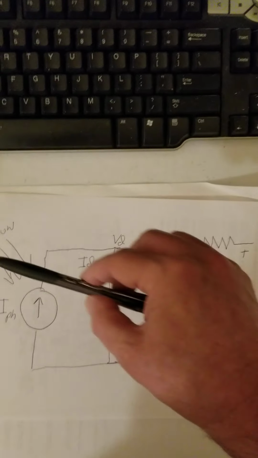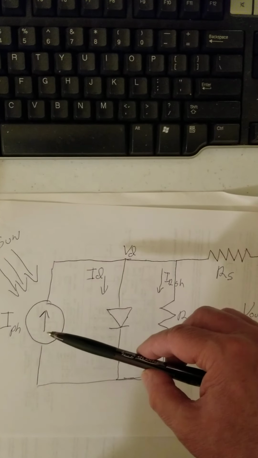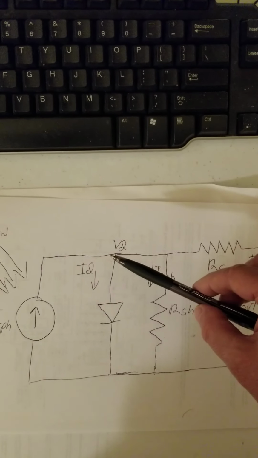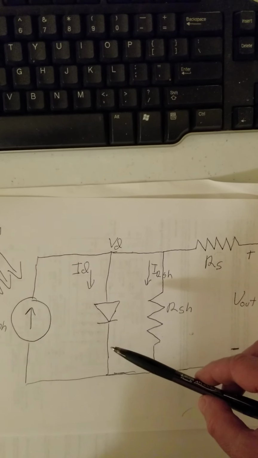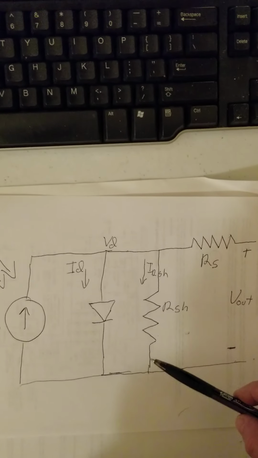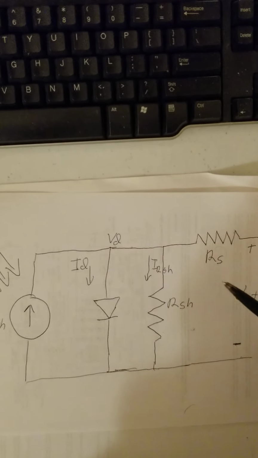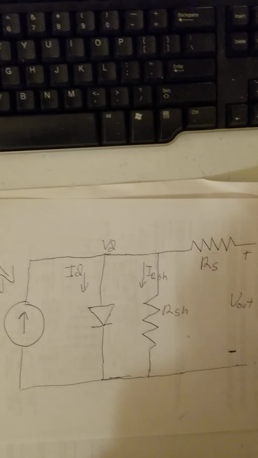So we got the sun coming in, the photons are being turned into a current. Current goes into the node, down the diode path, ideal diode path, and down the shunt resistor path. If we have a load out here at V out, we would have a current going through the series resistor.